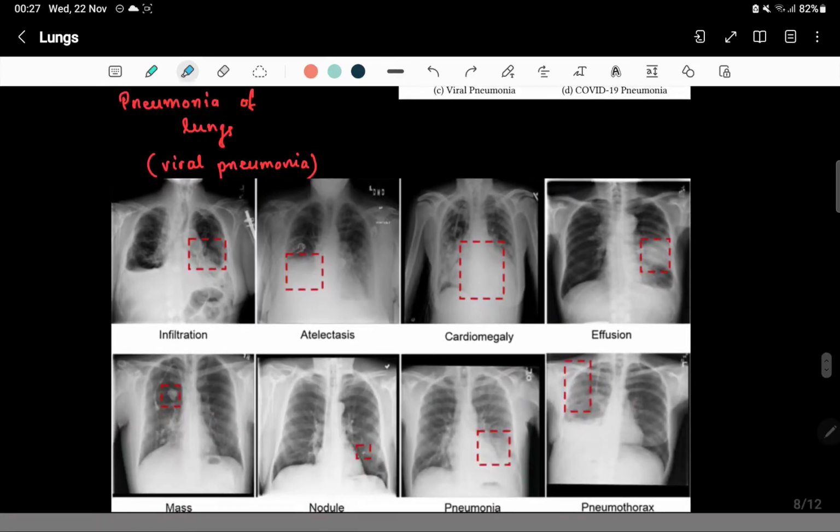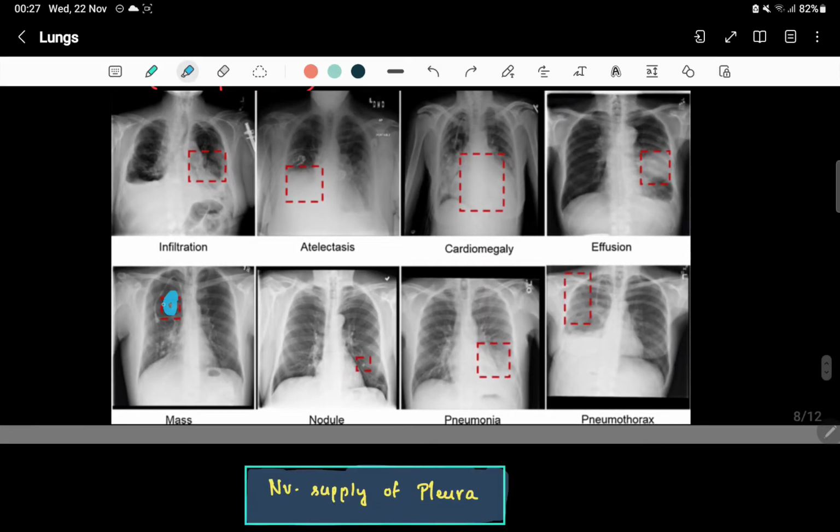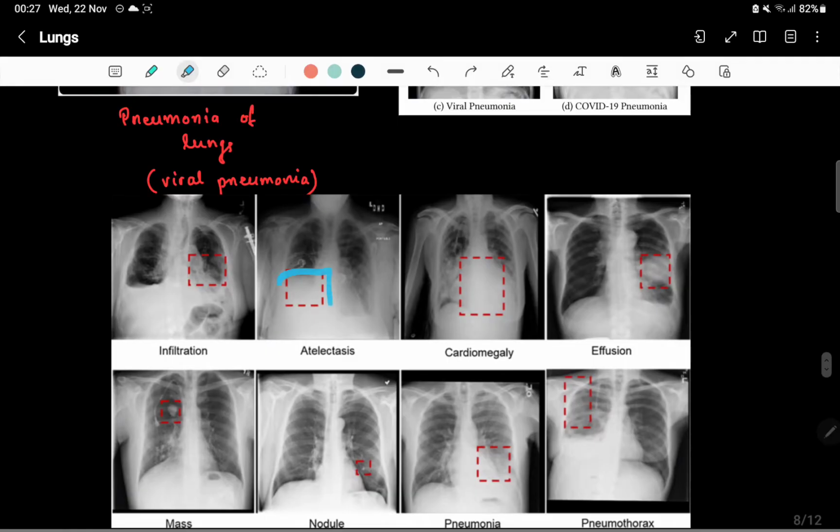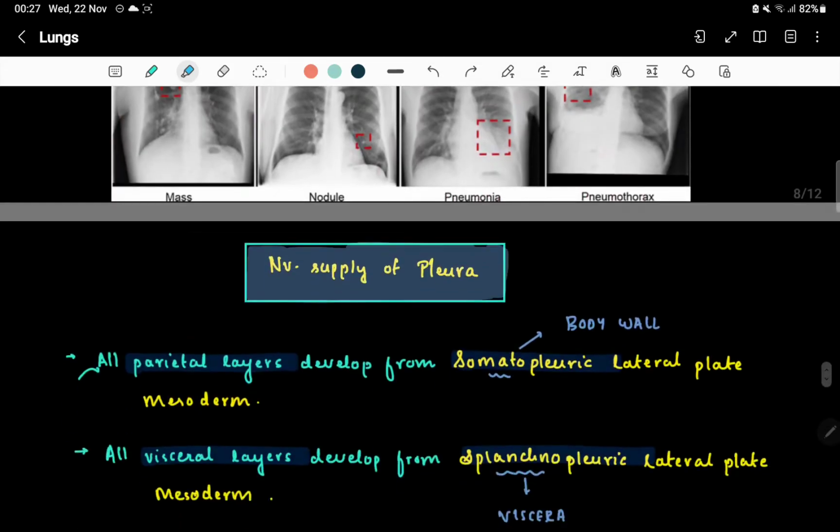These are all your findings. Cardiomegaly, you can see the heart has become big. Effusion, that is a fluid buildup here, and a mass is there. Here you can see the mass. A nodule is there. Here you can see the nodule. This is a pneumonia patient, and a pneumothorax in which fluid accumulation is there in this part. Atelectasis, in which the lung walls are collapsed. Infiltration by fibrous tissues or so.